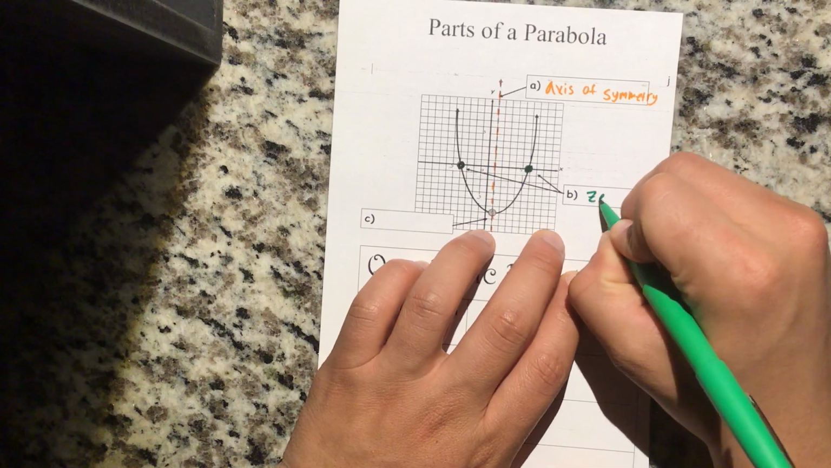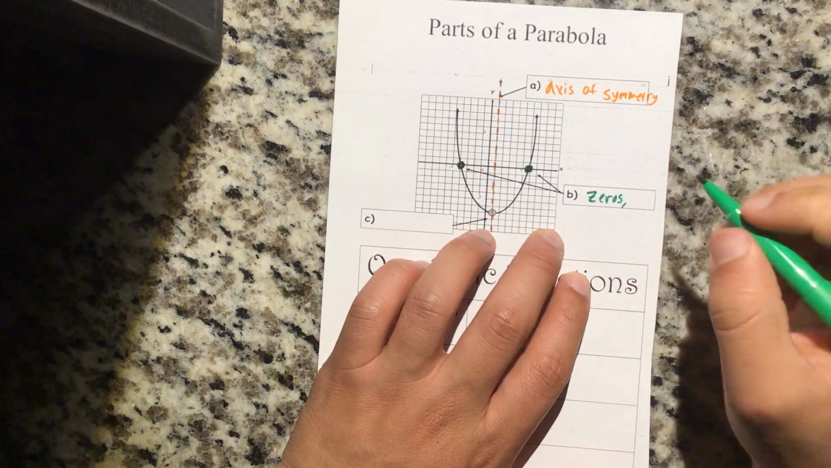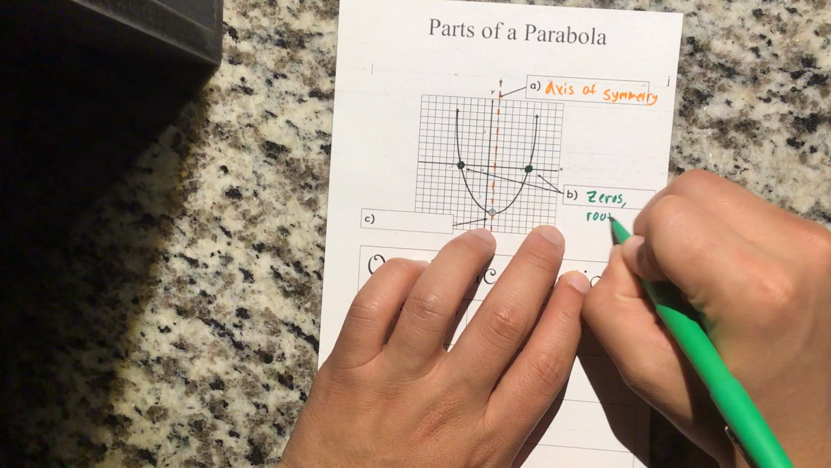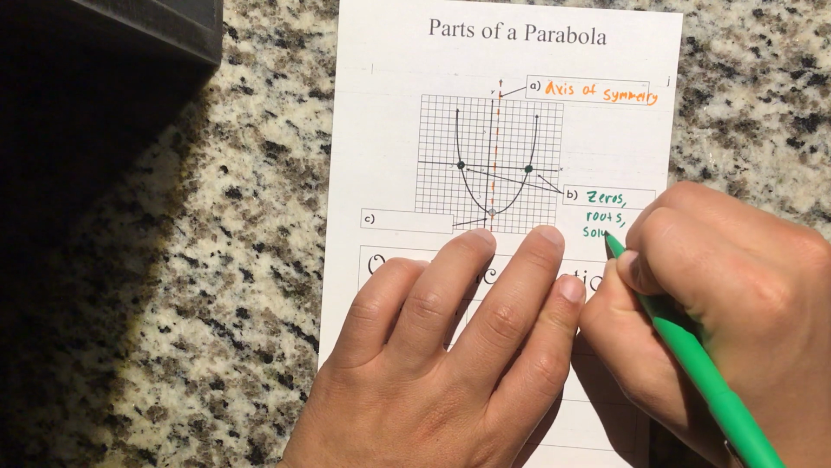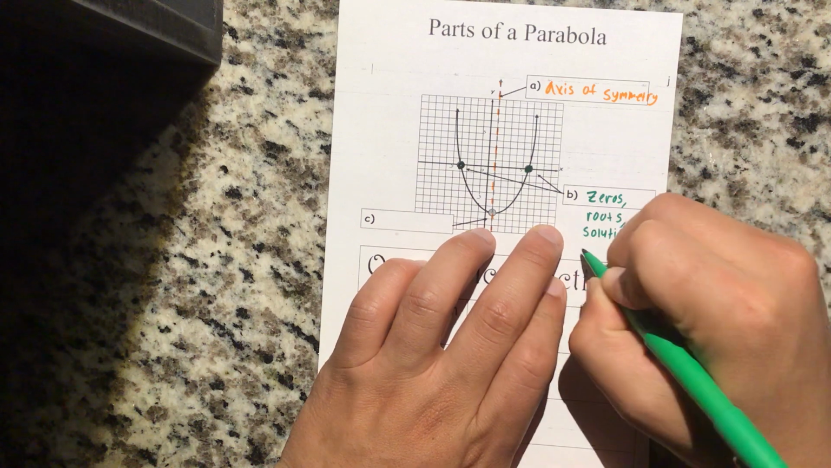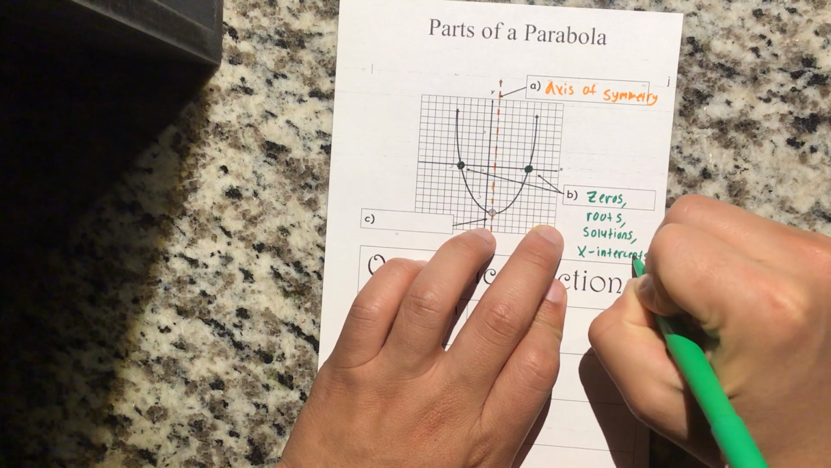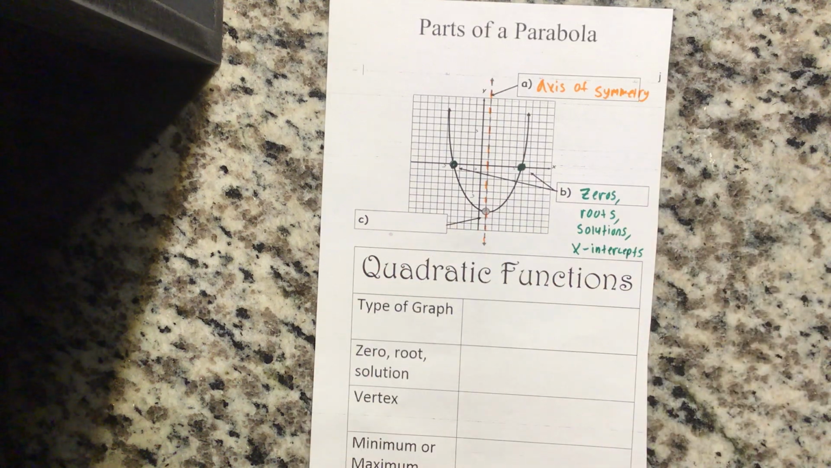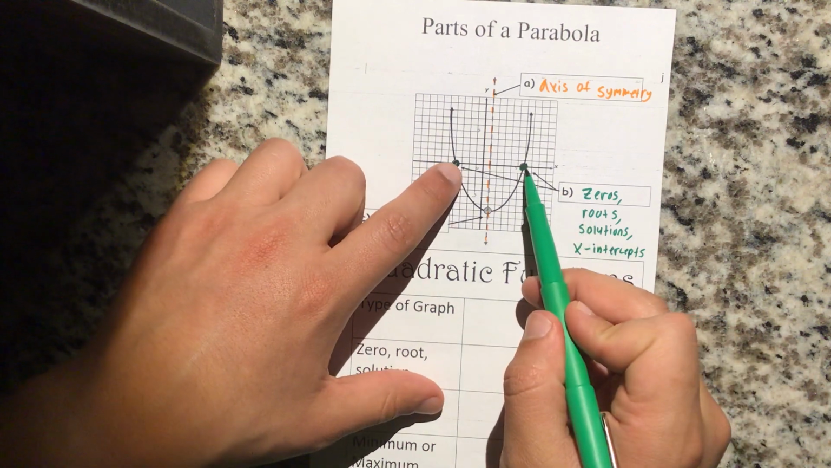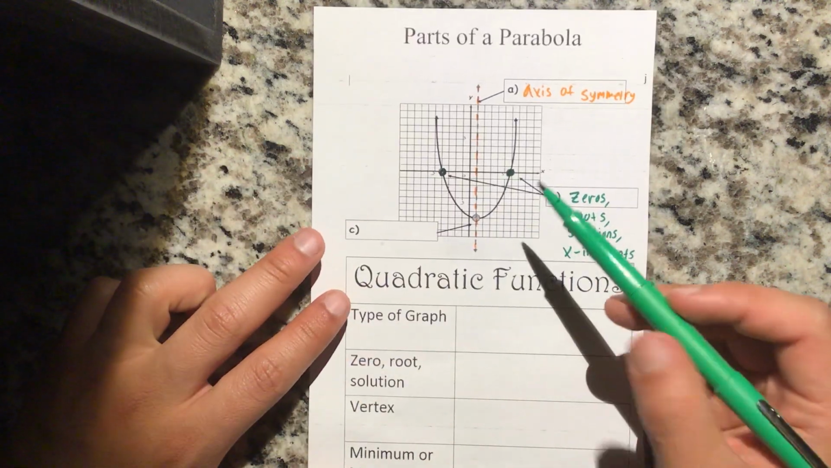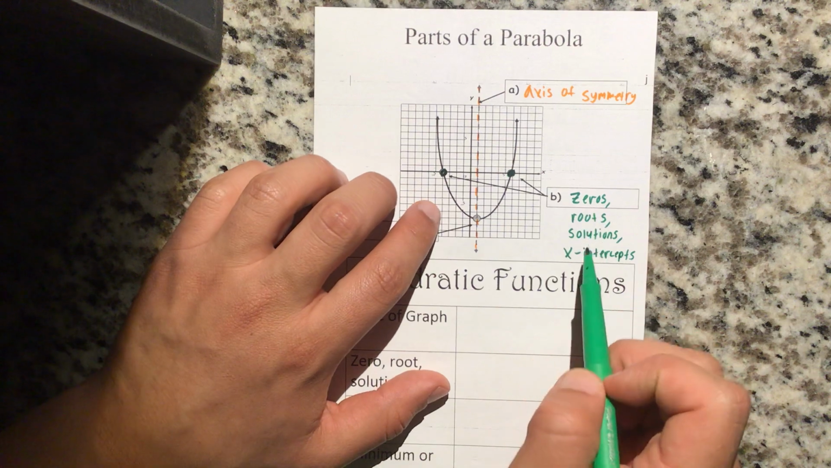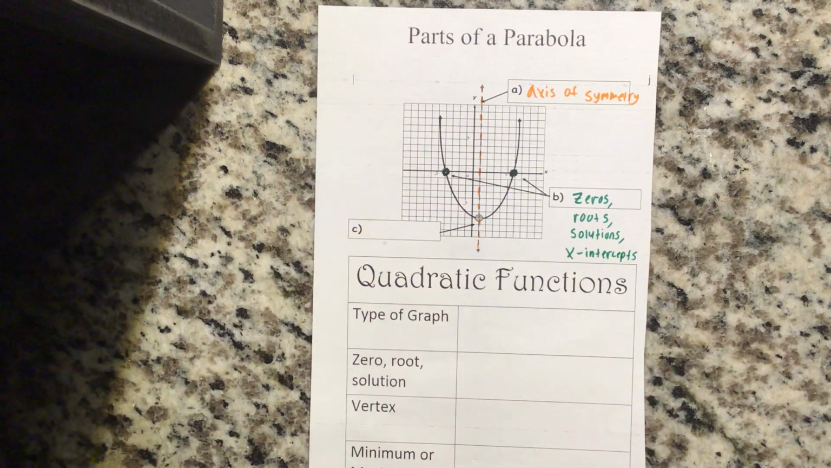There's zeros, roots, solutions, and x-intercepts, okay? All four of those names are interchangeable, and all four of those mean the same thing, okay? And we'll get into their definitions down here. But they're all the same thing, all four of these words, okay?